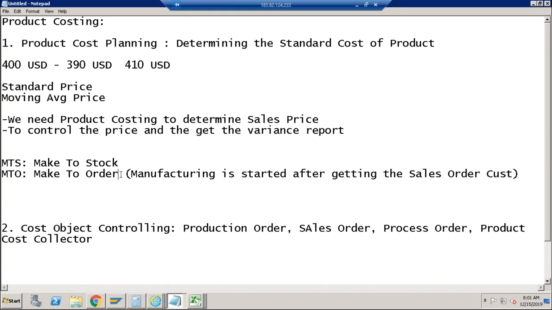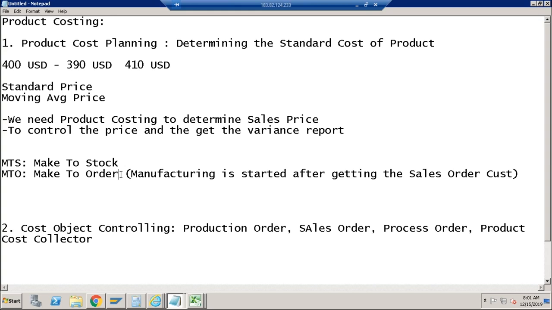Why exactly is it taking time? Because in this case, it is MTO, make to order. Once you get the order, once you get some amount as an advance, only then do you start manufacturing that particular material. So that is MTO. You need to understand MTS and MTO.